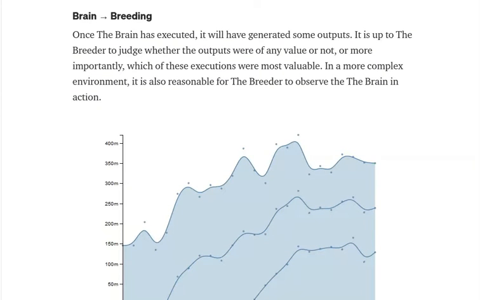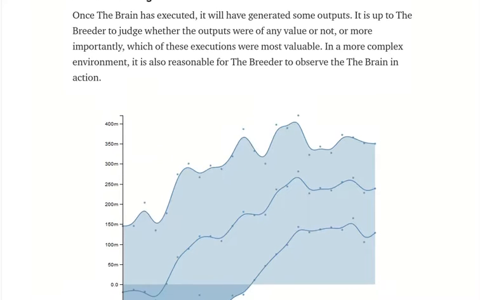Now when we transition from brain to breeding. Once the brain has executed, it will have generated some outputs. It's up to the breeder to judge whether these outputs were of any value or not, or more importantly, which of these executions was the most valuable. In a more complex environment, it is also reasonable for the breeder to observe the brain in action.